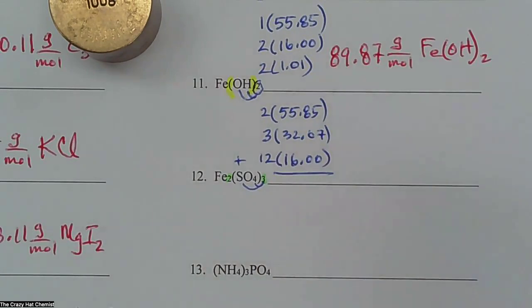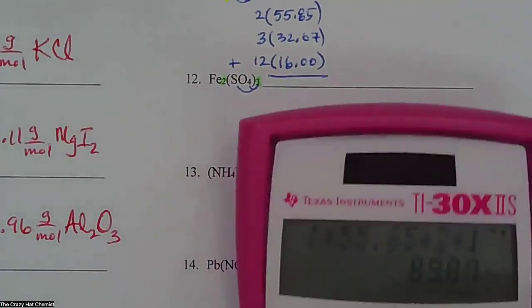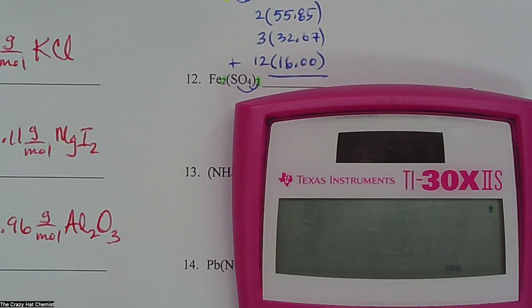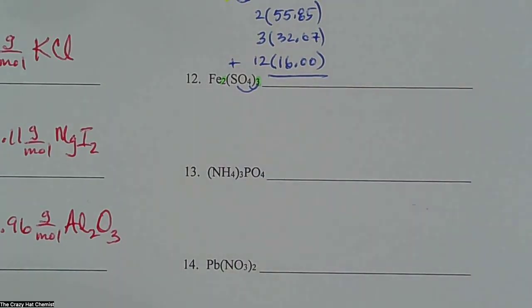Let's add these up and see if we can show you this on our calculator. What we've got here is 2 times 55.85 plus 3 times 32.07 plus 12 times 16.00. That's going to equal 399.91.